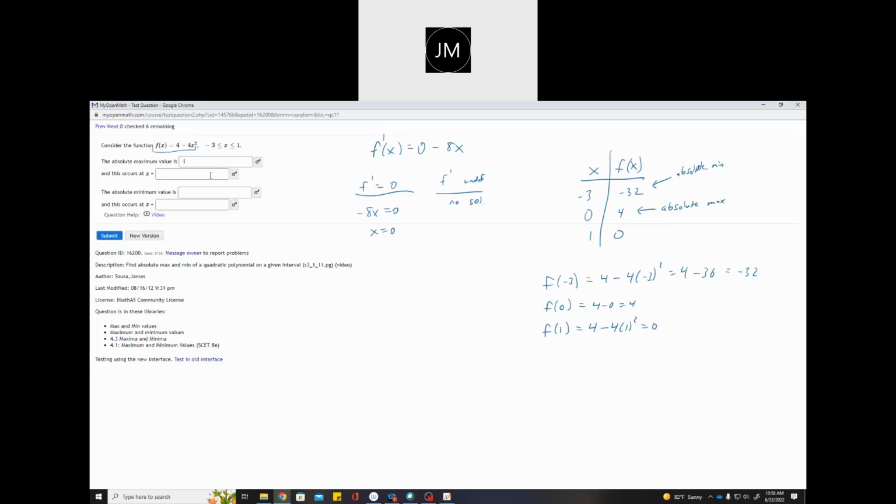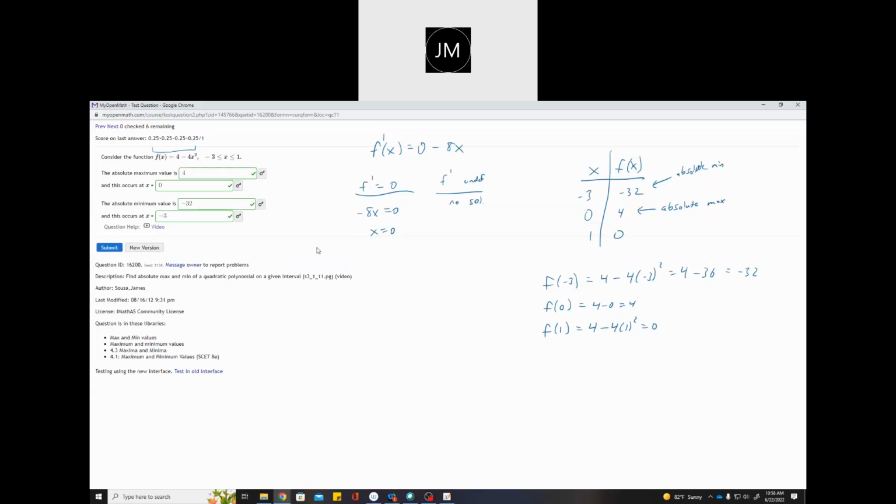If I was answering the questions on the homework, the absolute maximum value is 4. It occurs when x is 0. The absolute minimum value is -32. It occurs when x is -3. Okay, so absolute maxes and mins do work a little bit differently because we're going to build a little table and we're going to check the endpoints also.